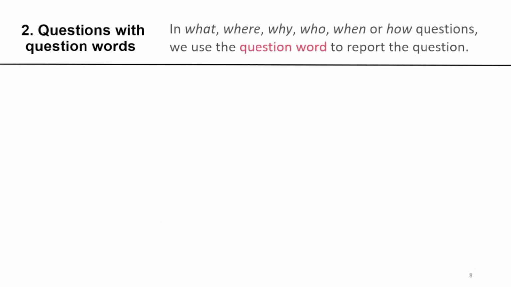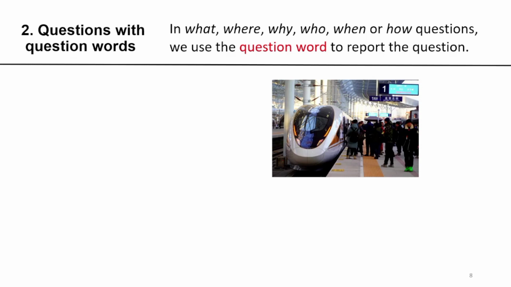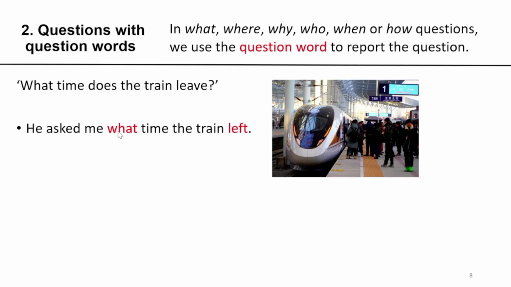Let's continue to questions with question words. In what, where, why, who, when, or how questions, we use the question word to report the question. Let's look at the example: What time does the train leave? So here, the question word is what. In order to report, we still need to use the question word. He asked me what time the train left. The same, what time, but we changed the verb. What time does the train leave? This is in the present. The train left. It's in the past.